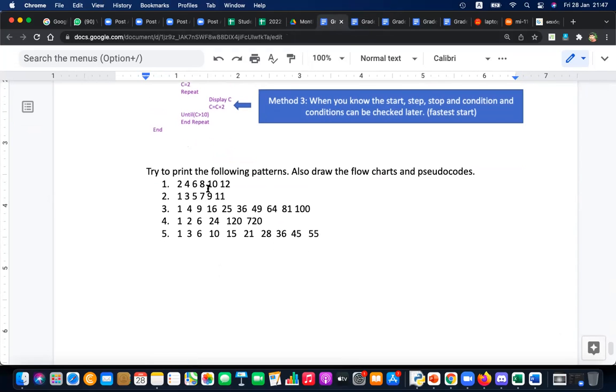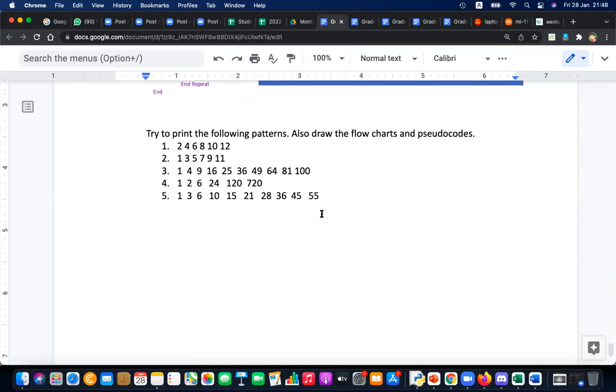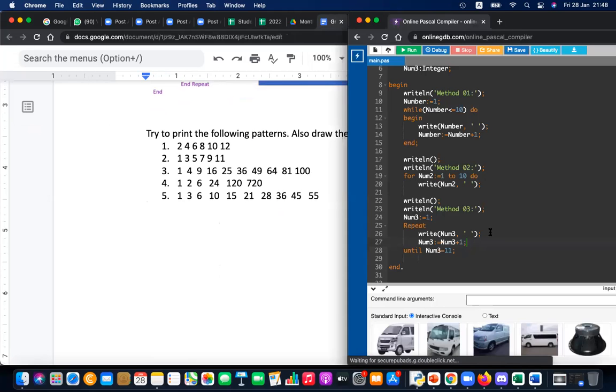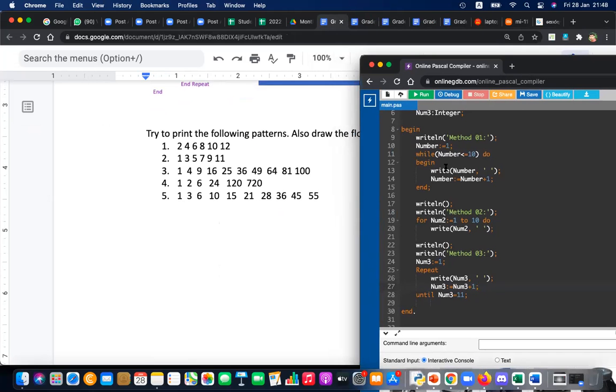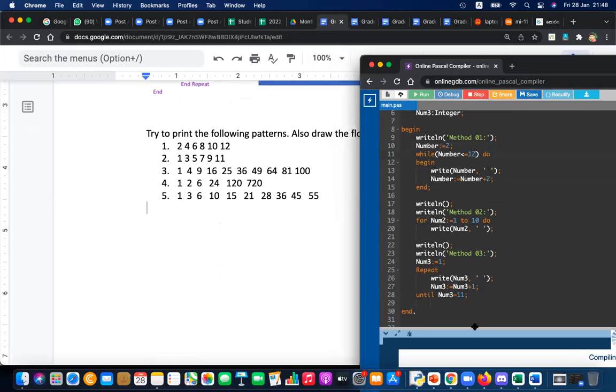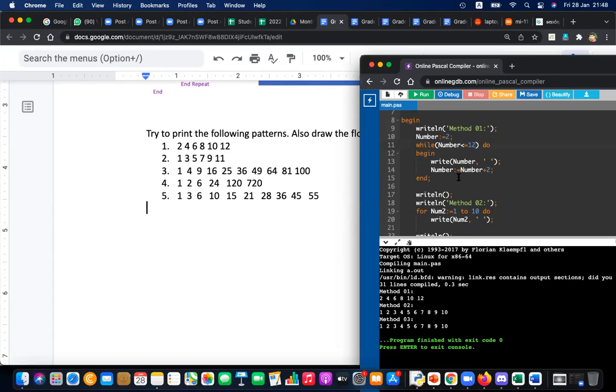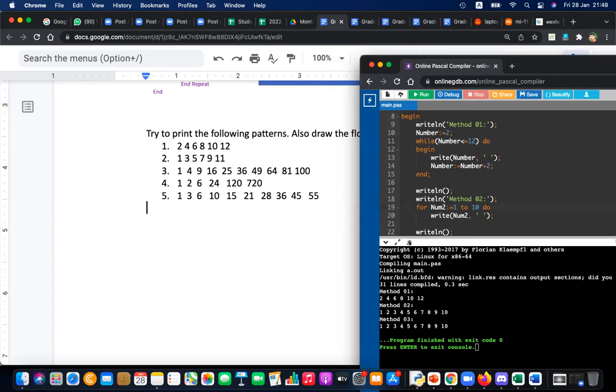Right, first is 2 to 12, 1 to 11. So this is easy. Why? We have already done that, right? 2 to 12 means you have to start from 2. Let's change the first one. Start from 2, go 2 by 2, up to 12. So see here, the first method is printing 2 to 12. Okay, then 1 to 11, that is also easy. Here put 1 to 11.